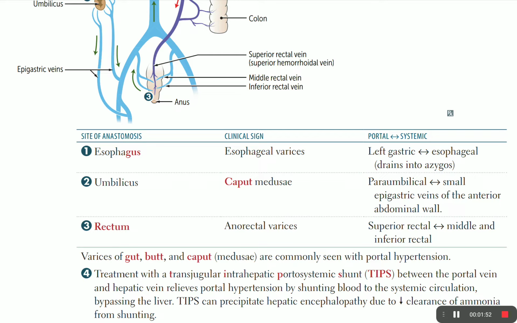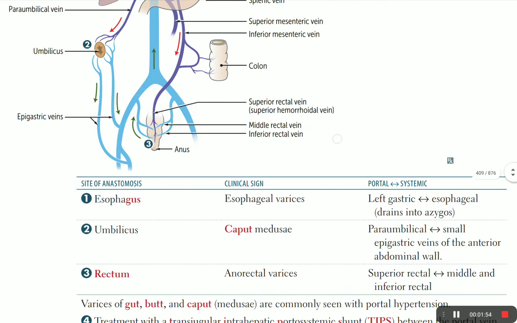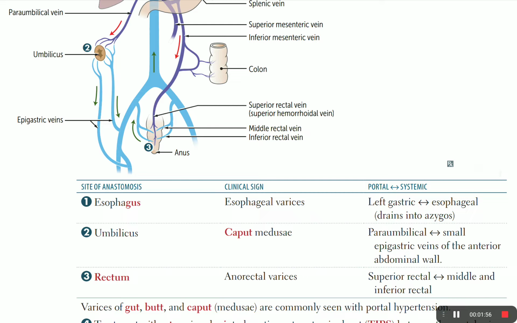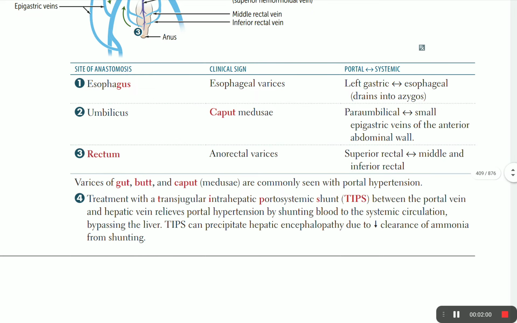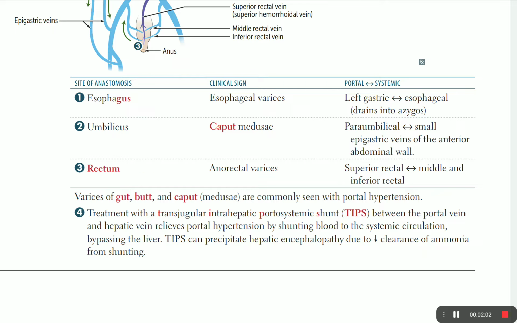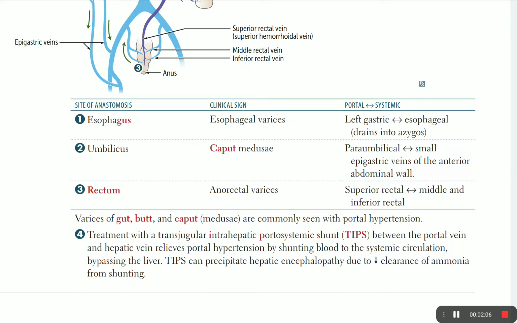The first one is the lower esophagus. We call it the esophageal varices. It is a connection or anastomosis between the left gastric vein and the esophageal vein, which drains into the azygous vein.